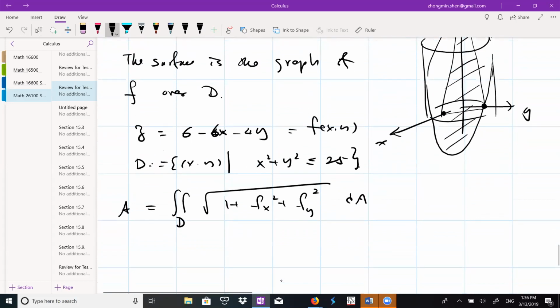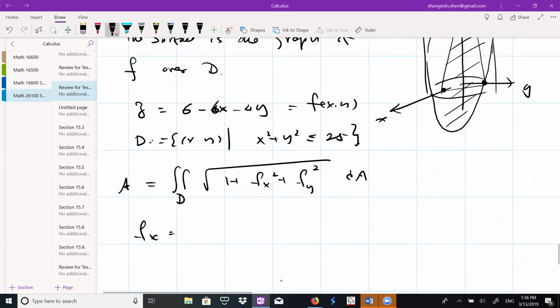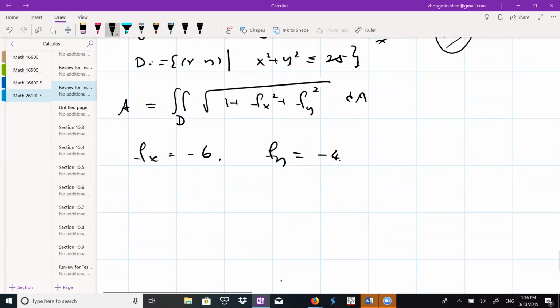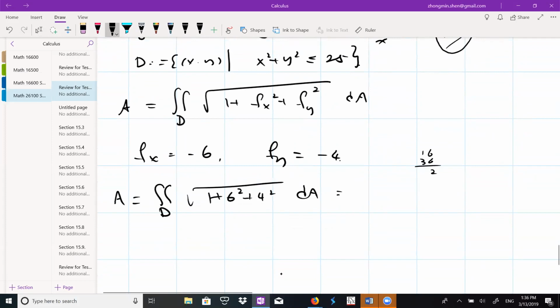Then you have to find the derivatives. They are -6 and -4. So the square root of 1 plus fx squared plus fy squared is going to be constant. So A is going to be the double integral of the square root of 1 plus 6 squared plus 4 squared dA. If this is constant, you can take it out. 1 plus 36 plus 16 is going to be 53. So the square root of 53 times the double integral, and this is just the area of the disk.